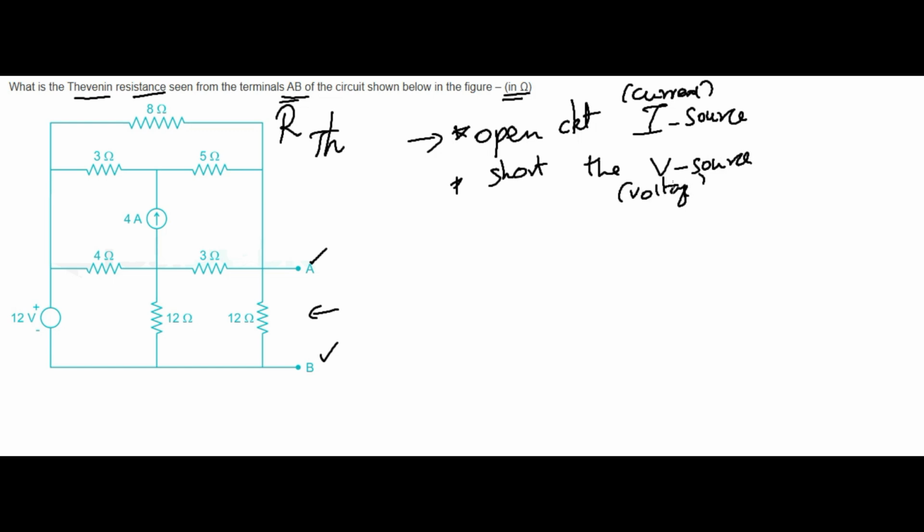So what I do here: this one you have to open, this one you have to open, and this one you have to make it short. That means a straight line you have to draw instead of the 12 volt. This one you have to make it short. So I redraw the circuit.